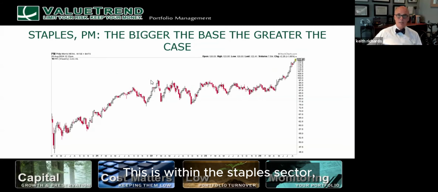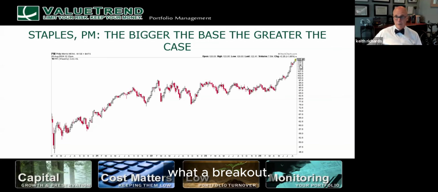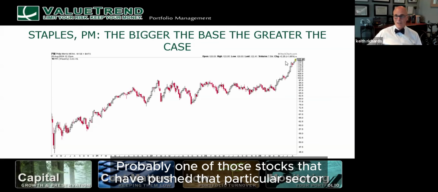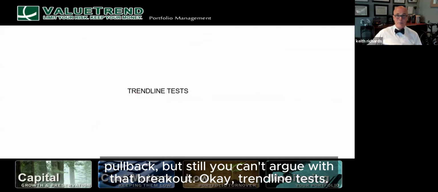This is within the staples sector, Philip Morris, a long base, and then boom, what a breakout. Probably one of those stocks that have pushed that particular sector ETF into an overbought scenario, and it's probably deserving a pullback, but still, you can't argue with that breakout.